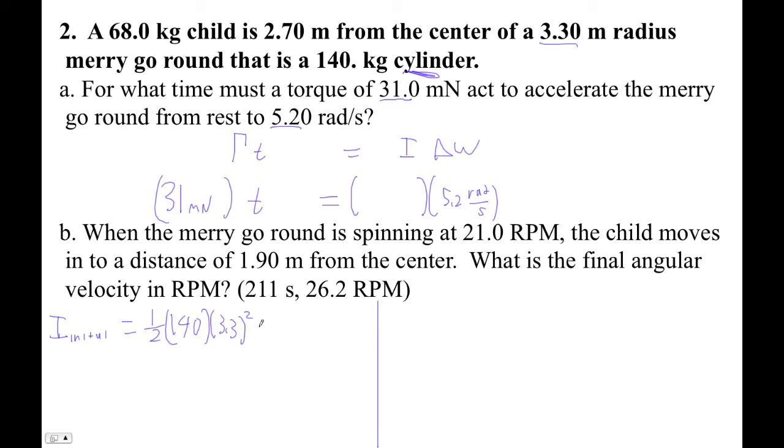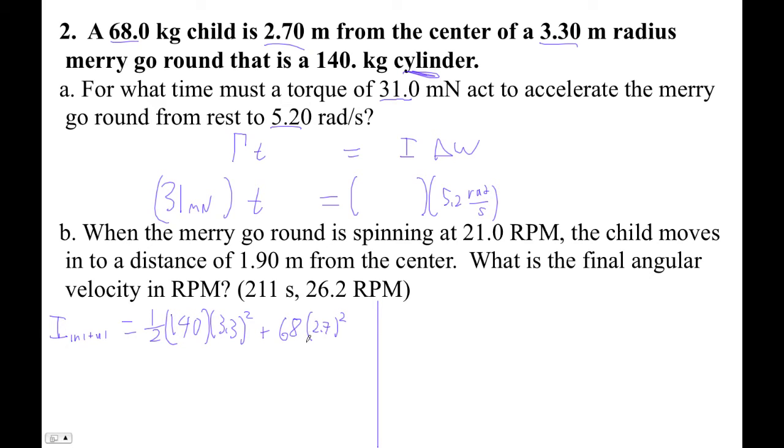And then the child, we're going to say that all of the child is at 2.7 meters, right? We don't spread the child out into a cylinder. That's cruel. All right, so 68 times 2.7 squared, right? So if they say there's some object at a particular distance, use the mr squared formula. If they say it's a cylinder, well, I use the cylinder. In reality, the child would be a little bit more complicated, right? But to the extent that the child is small compared to the merry-go-round, it's not a big difference.